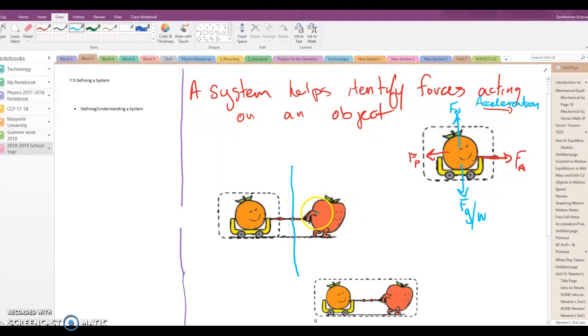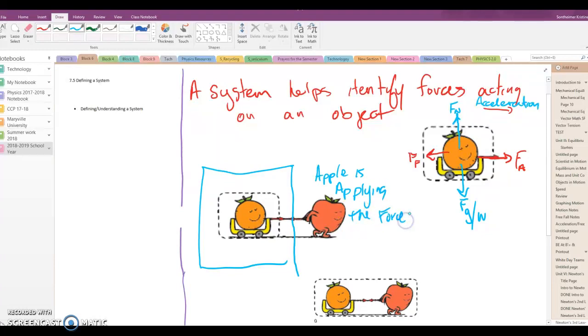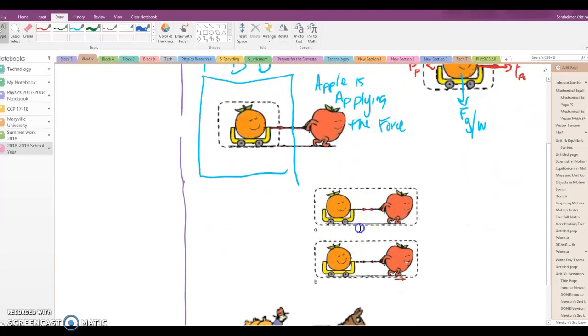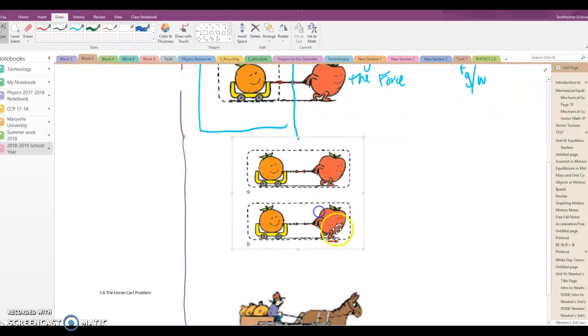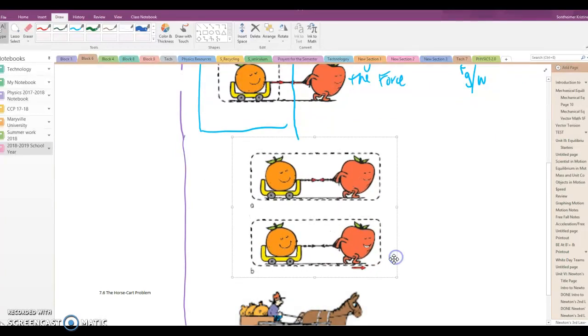This apple is what's in our story. The apple is the force in our free body diagram. But as we know, nothing happens in a vacuum. In reality, it's not the apple that's actually causing this orange to move.